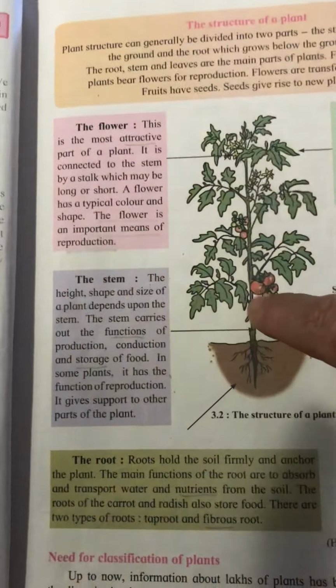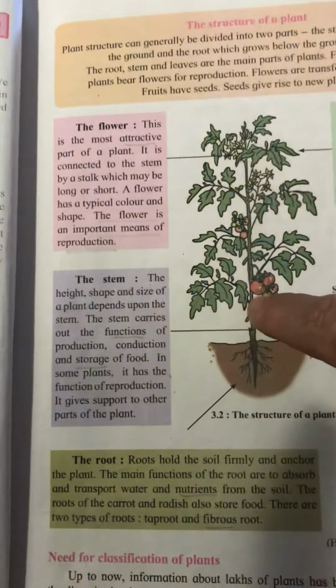So let us see what is production. By the process of photosynthesis, plants which contain green pigment chlorophyll prepare their own food in the presence of sunlight, water vapor, carbon dioxide and water and nutrients from the soil. Now this process is called photosynthesis. So this takes place in the leaves which are attached to the stem. So the function of the stem is production of food.